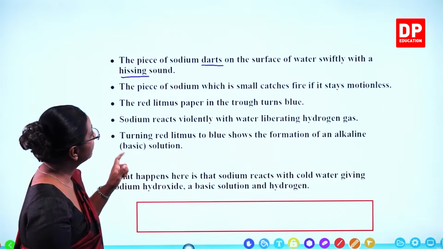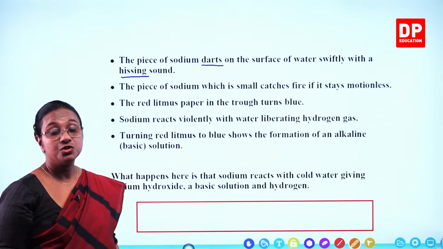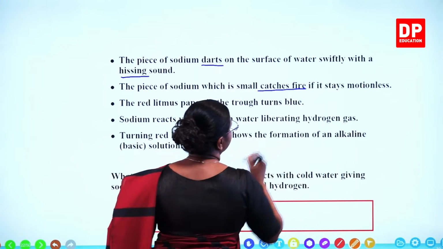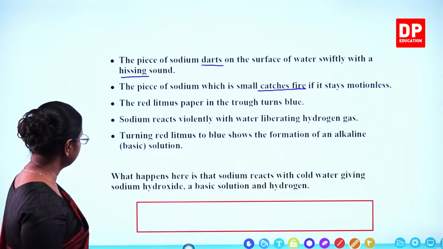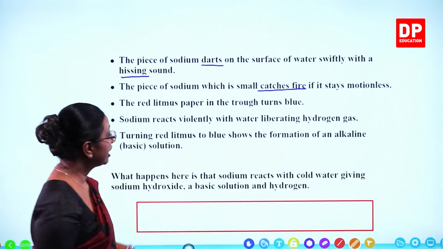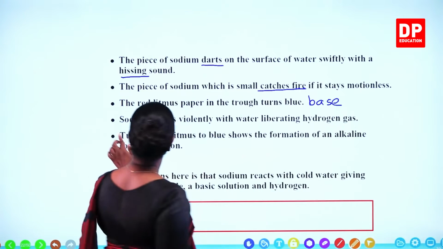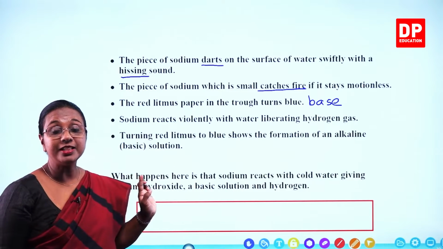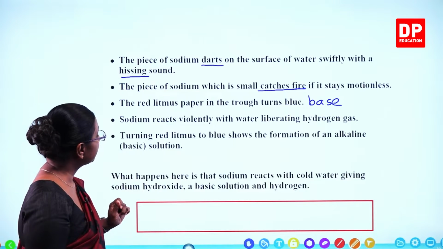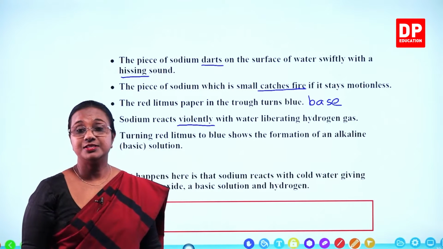The piece of sodium, which is small, catches fire if it stays motionless. So it can be an explosion or it can catch fire. The red litmus paper in the trough turns blue. So that confirms the presence of a base. The same thing can be confirmed with phenolphthalein. Phenolphthalein turns pink.